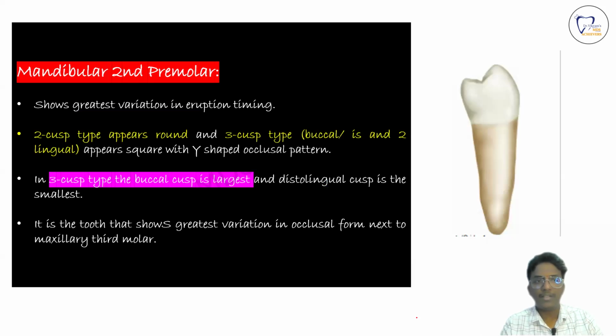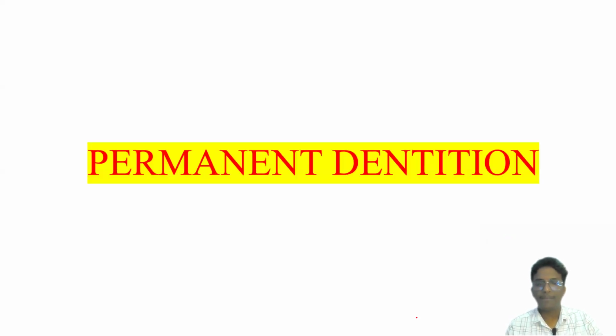Mandibular second premolar shows the greatest variation in eruption timing. The two cusp type appears round, and in the three cusp type, that is one buccal and two lingual cusps, the tooth appears square with a Y-shaped occlusal pattern. In the three cusp type, the buccal cusp is larger and the distolingual cusp is the smallest one. It is a tooth that shows the greatest variation in occlusal form next to the maxillary third molar.